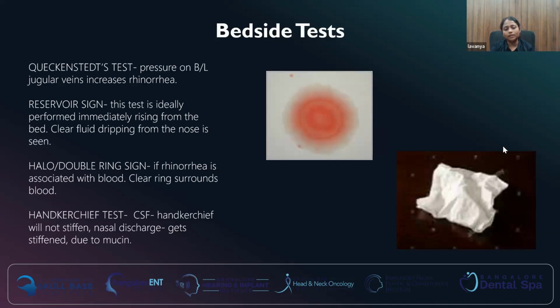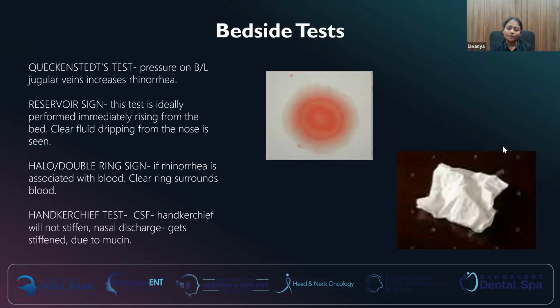So starting with the clinical examination, there are a few tests which can be done bedside to determine if it is CSF or not. One is the Queckenstedt test, where we apply pressure on both the jugular veins. This causes an increase in the intracranial pressure, which further increases the CSF rhinorrhea.